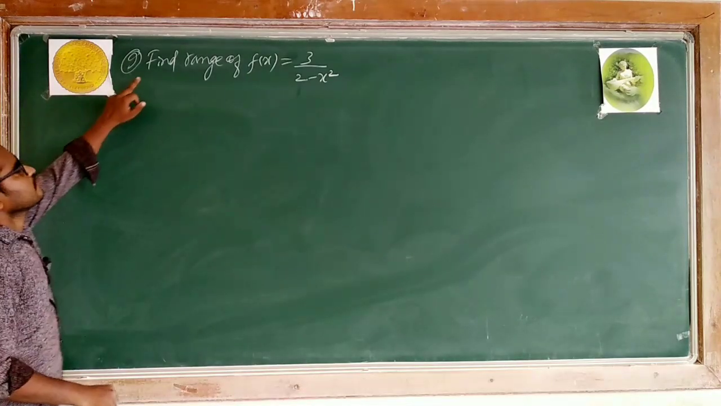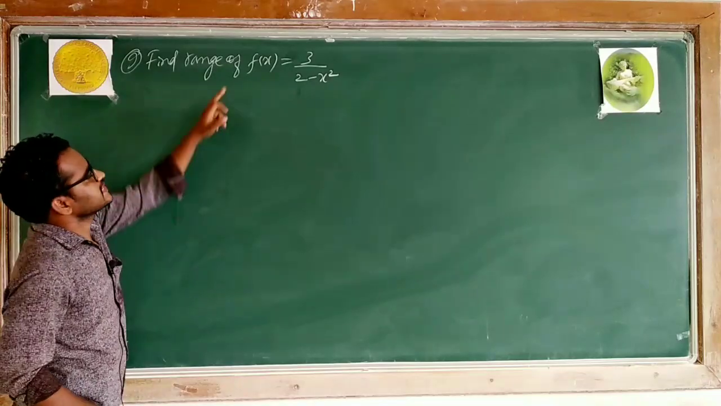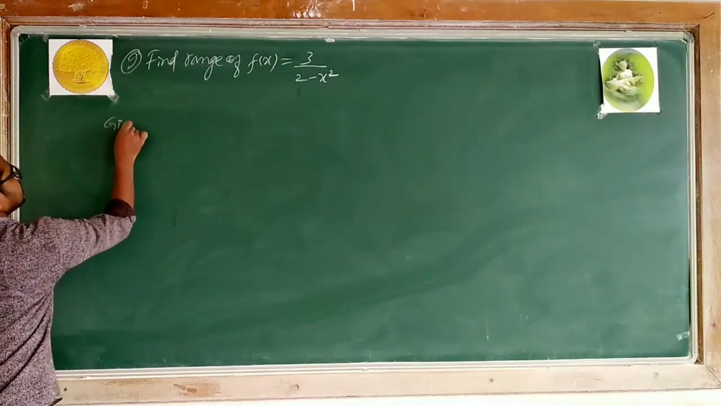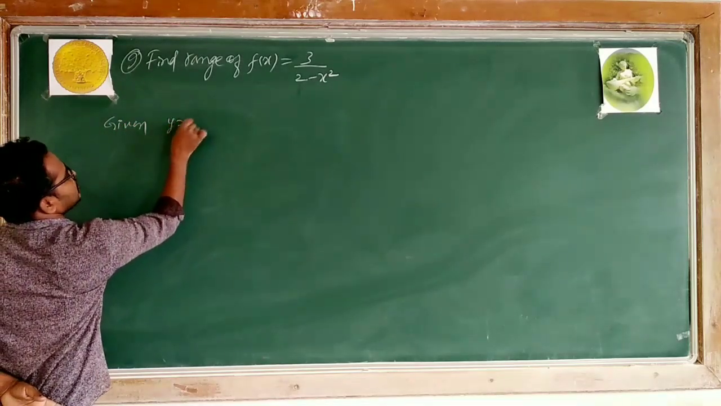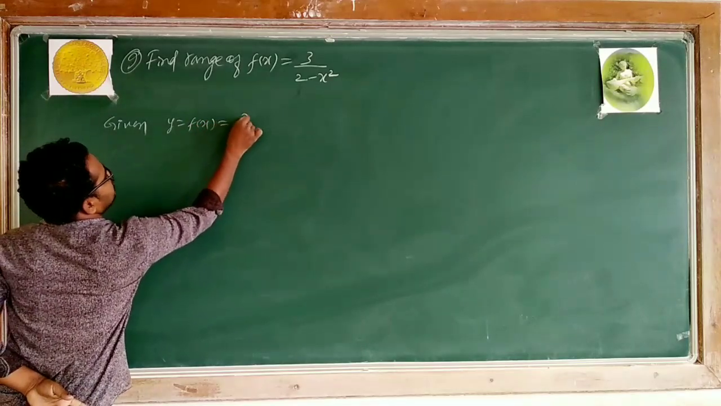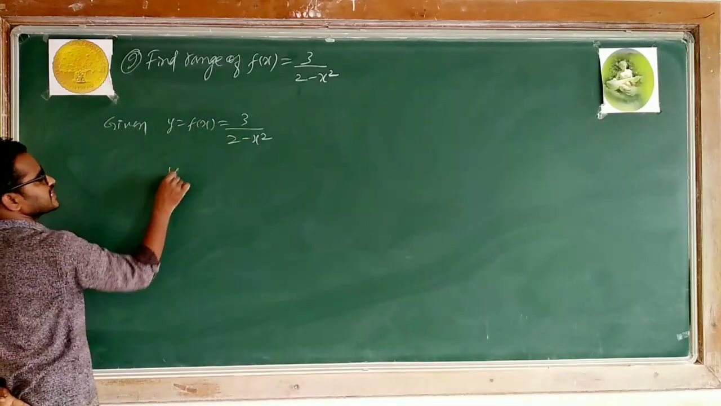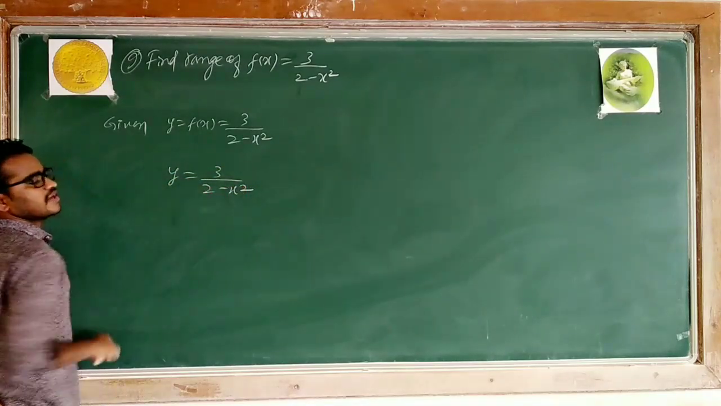Now the 9th one. Find the range of f of x is equal to 3 divided by 2 minus x square. Range is nothing but you have to find out the y value. Given f of x, which is always y. So y is equal to 3 divided by 2 minus x square. The y value I have to find out.